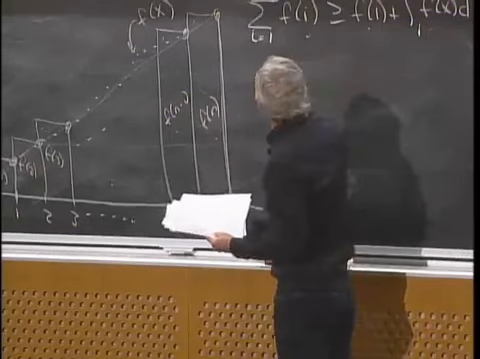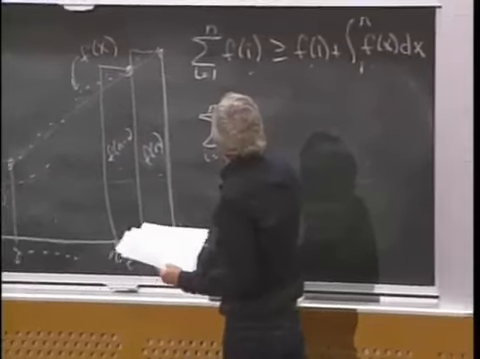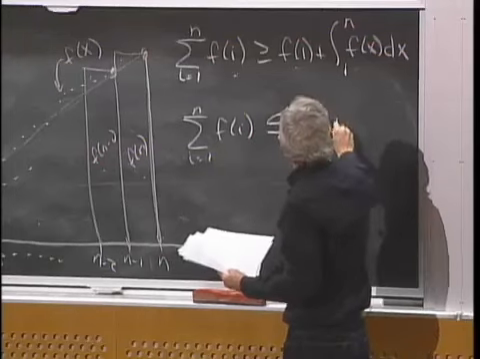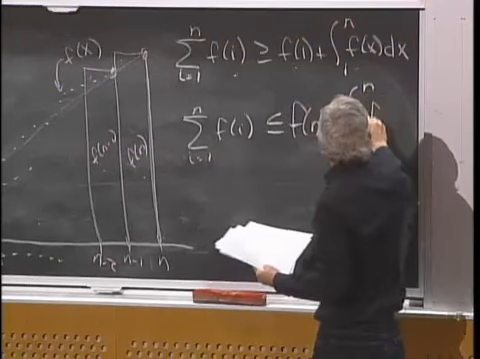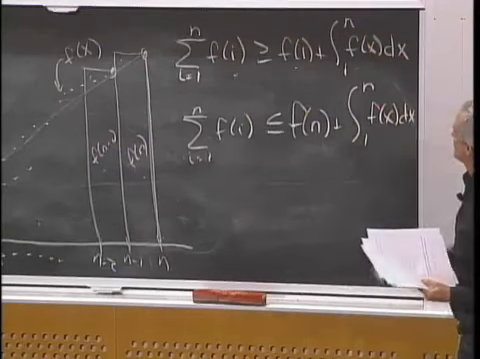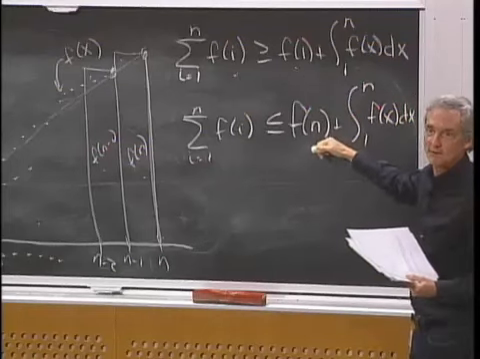I also claim, this will be a little trickier to see, that the sum is at most f of n plus the integral from 1 to n. So this is the lower bound, add in f of 1. The upper bound, just add in f of n. So let's see why that's true.